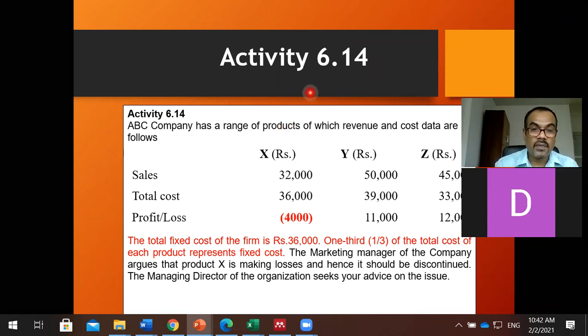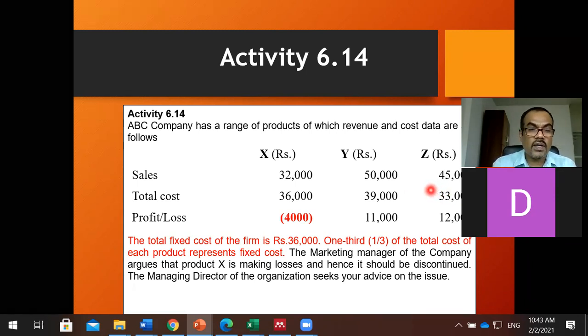For example, take the case of X: total cost 36,000 can be divided into 12,000 as fixed and 24,000 as variable. Here 39,000 can be divided into 13,000 as fixed and 26,000 as variable. Here 11,000 is fixed, 22,000 is variable.